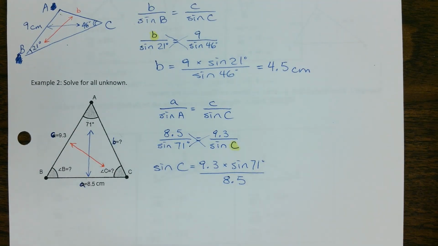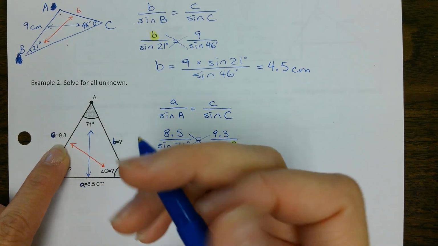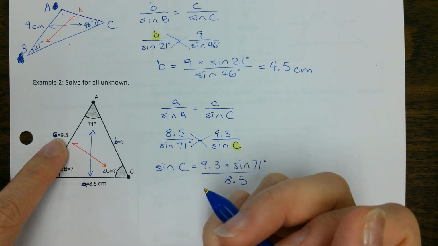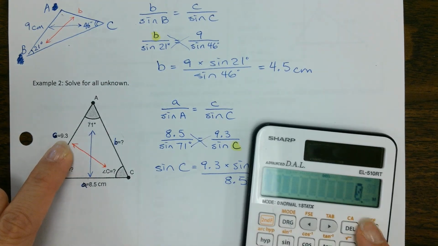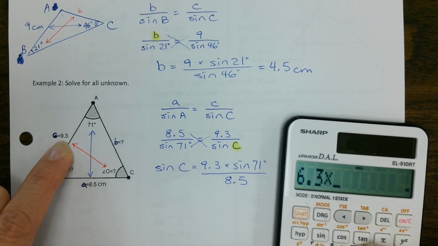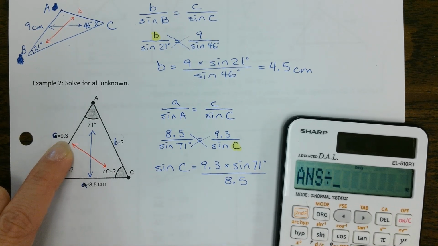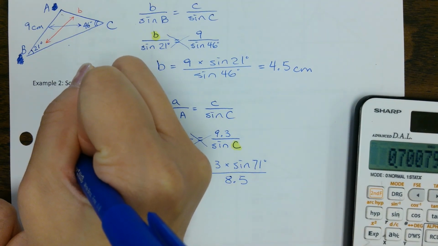Okay, I need to change some numbers. I took this diagram off the internet and the numbers don't work. I need to make this a smaller number. Let's make it 6.3. If I make it 6.3, would it work? 6.3 times sine 71. Yeah, okay, that will work. Okay, sorry guys. Can you change this number to 6.3?